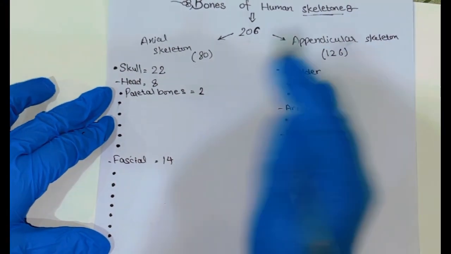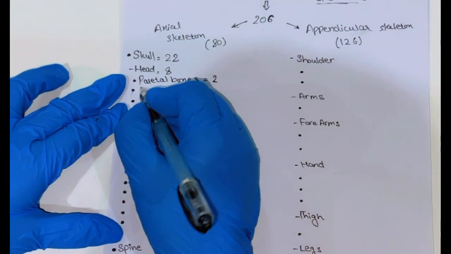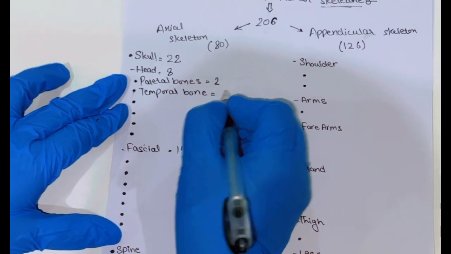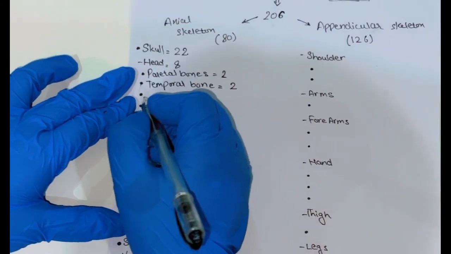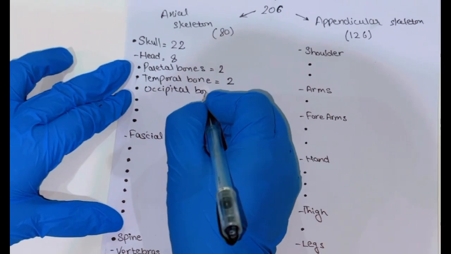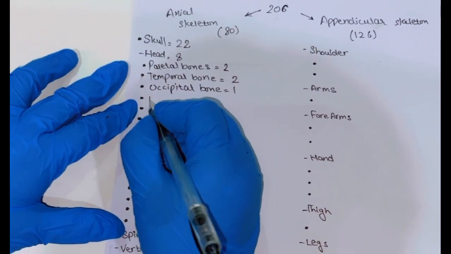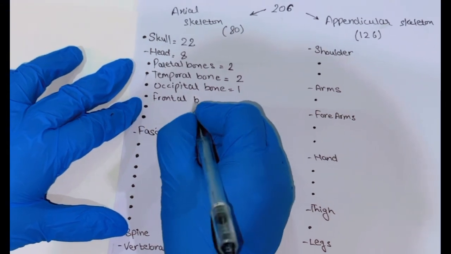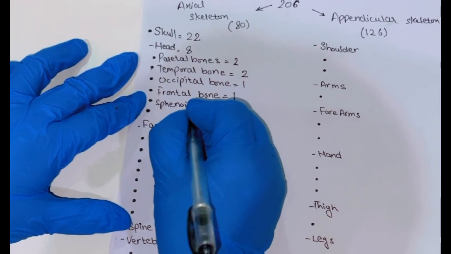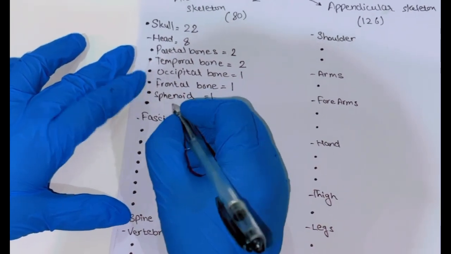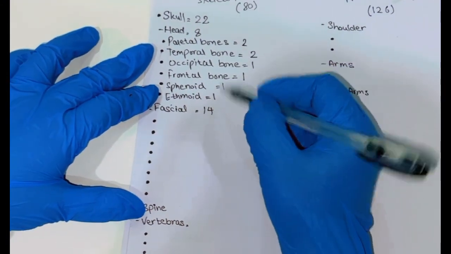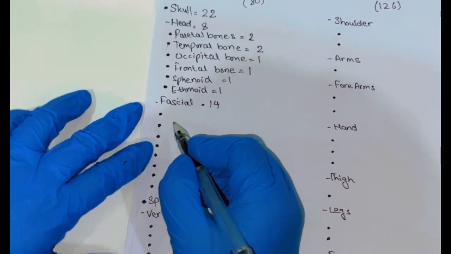Two bones, one on the right side and one on the left side. Temporal bones, there are also 2, one on the right side and one on the left side. Next is the occipital bone, there is only one occipital bone. Next is the frontal bone, only one frontal bone in the head. Next is the sphenoid bone, 1, and next is the ethmoid bone, 1. Now they all are 8 bones in our head.